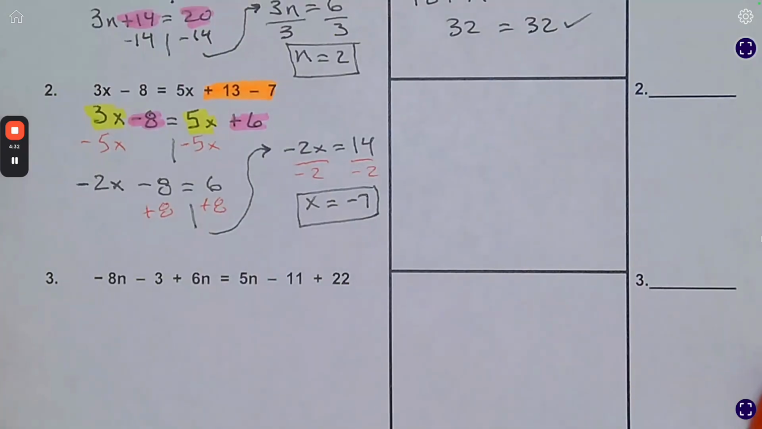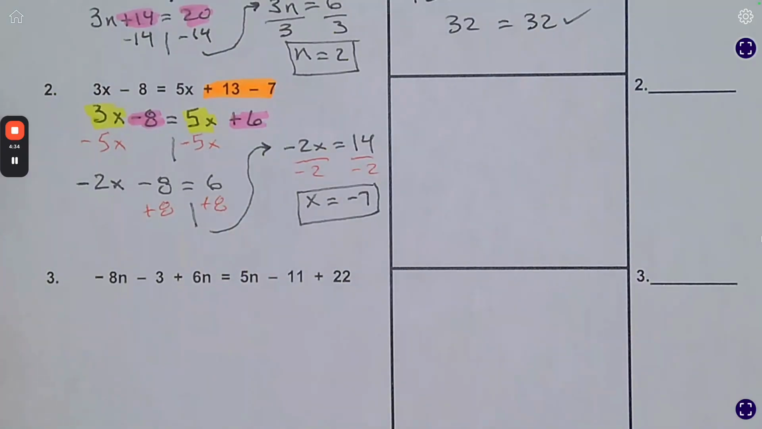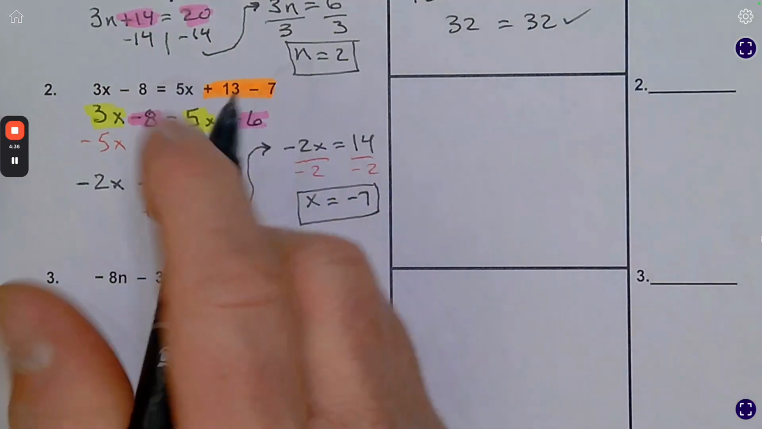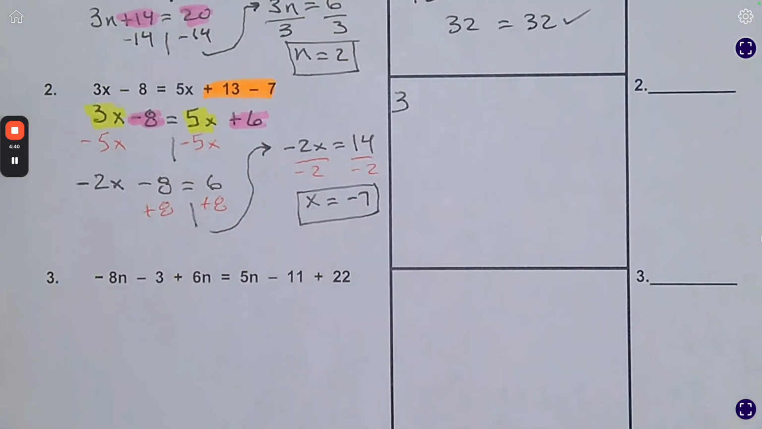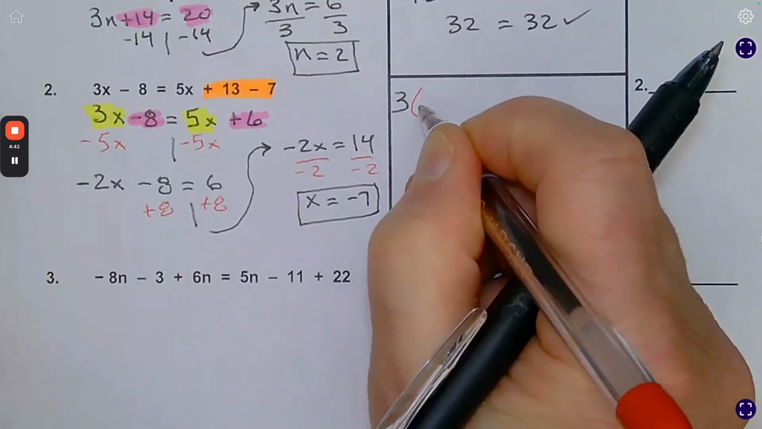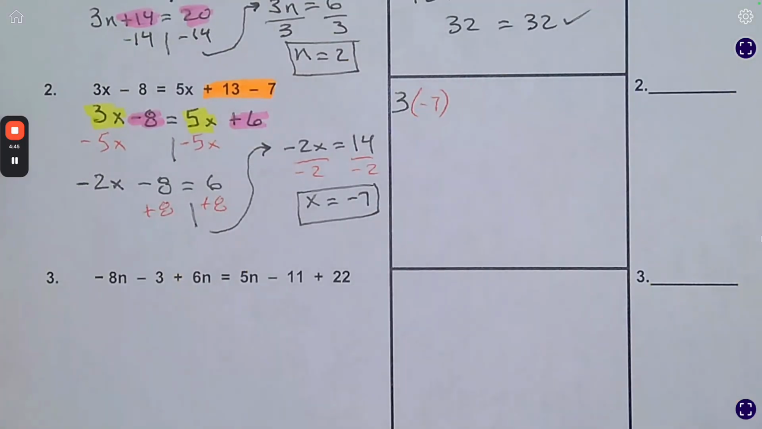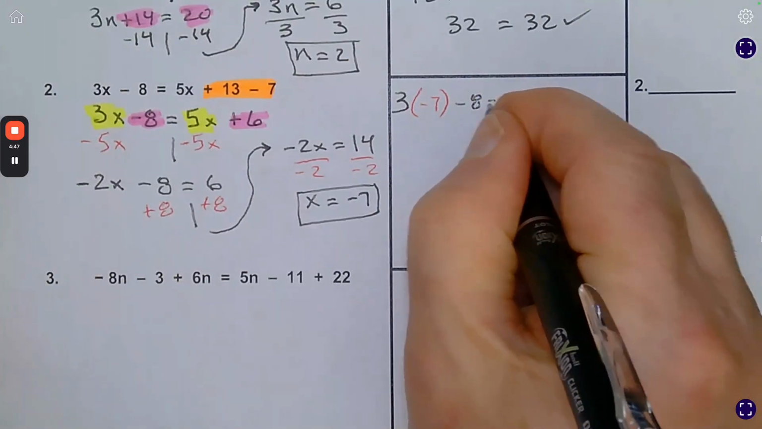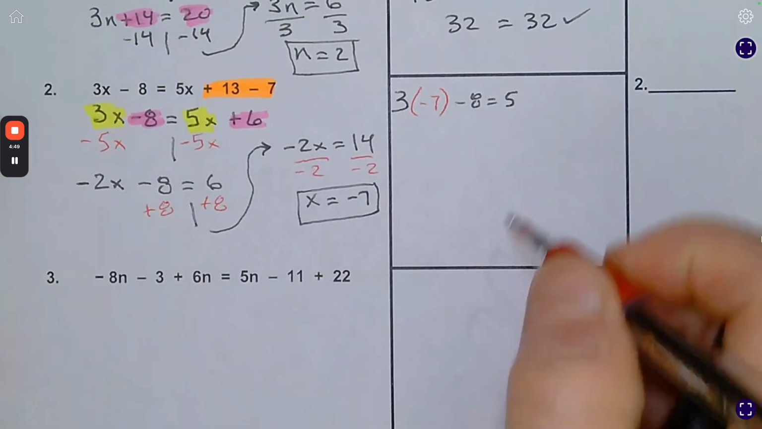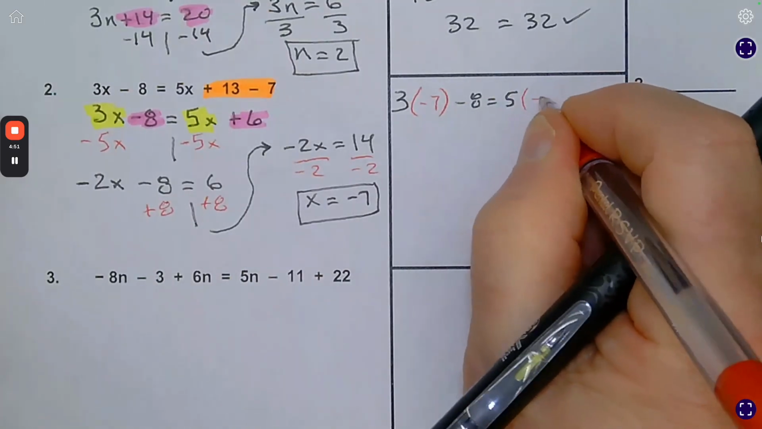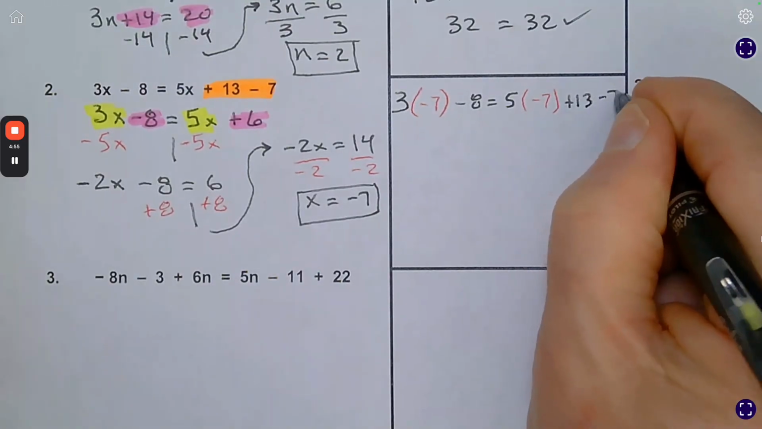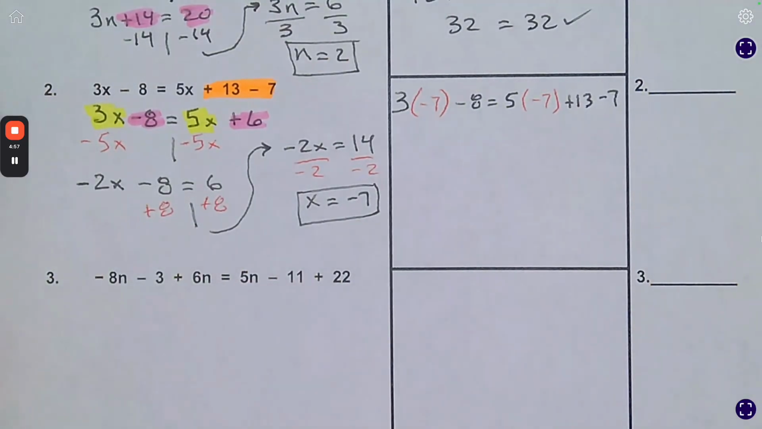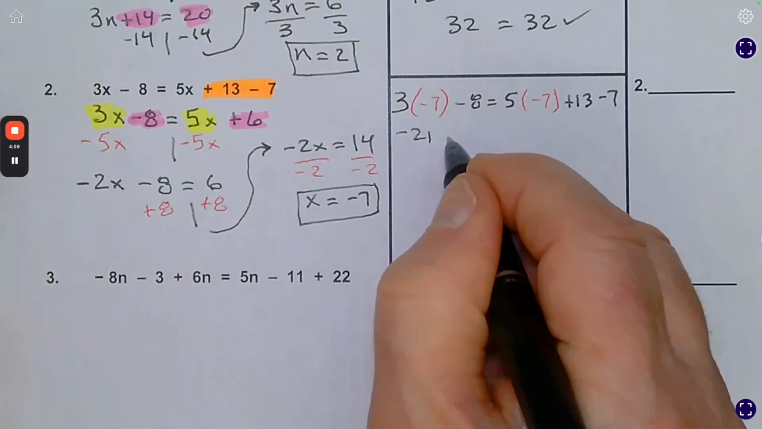All right, let's check it. So to check it, I'm going to go to the original equation. I'm not going to use the simplified equation. I always go to the original. And I'm going to put in this value right here. So everywhere I see an x, I'm going to replace it with negative 7, like so. Okay, simplify the left, multiply those together.